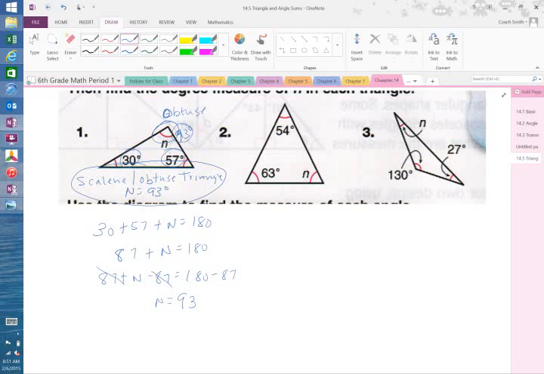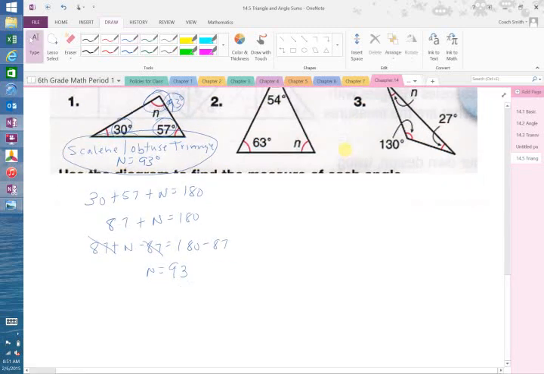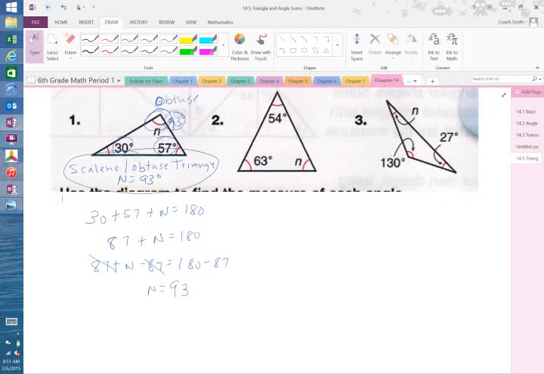Okay? So let's look at number 2. Number 2 looks like what kind of triangle? Isosceles, okay. Yeah, it looks like an isosceles or maybe an equilateral, but we know it's not an equilateral. Why?